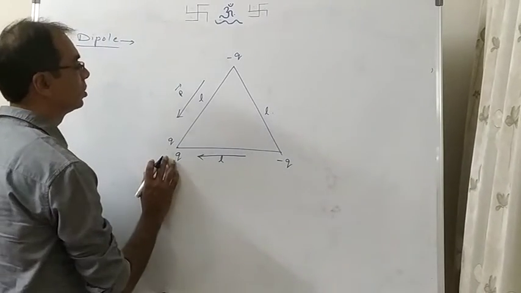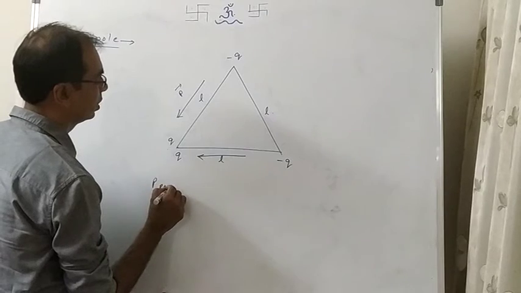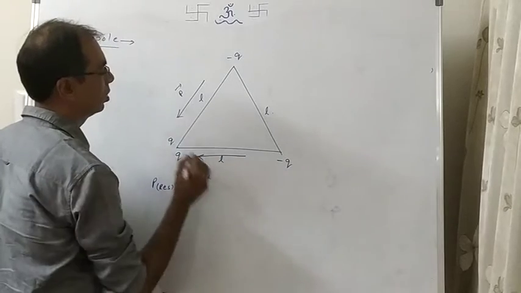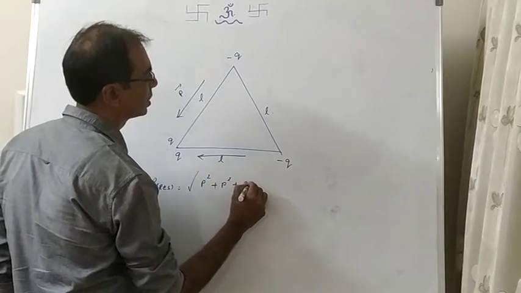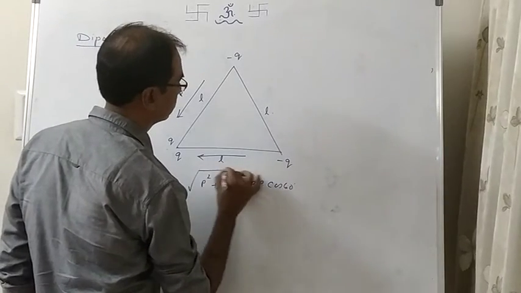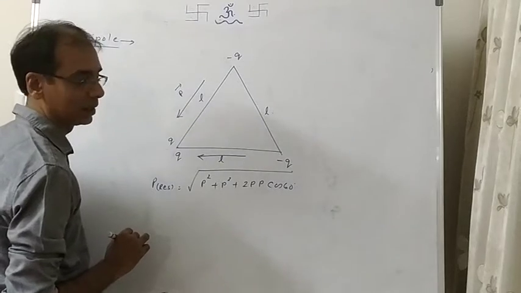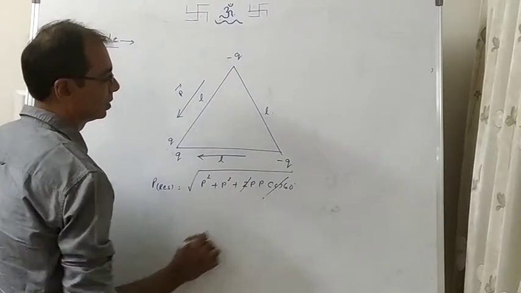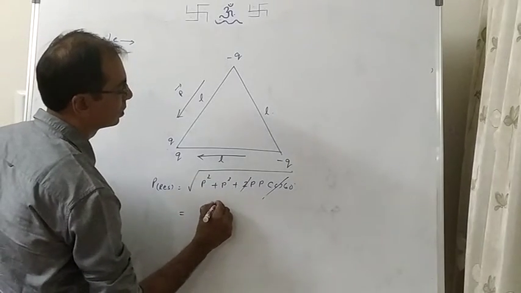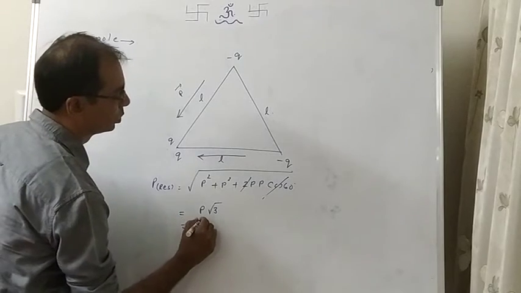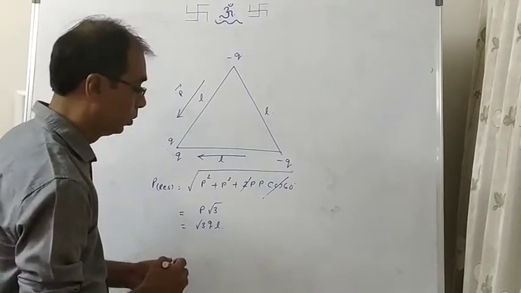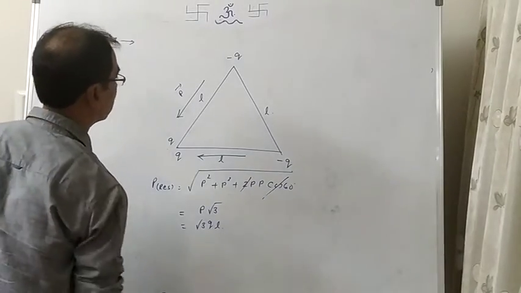Same question that we did in the earlier case. Right? So in this case also, same resultant value will be root over, here also p, so p square, here also p, so p square plus 2p into cos 60. Because angle between the two is 60 degrees. So this and this get cancelled. P square plus p square plus p square, that is p root 3. So our answer will be root 3 qL. Right? One more thing we'll see. One more question. Let's see what that is.